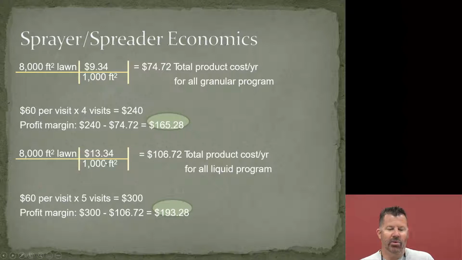Doing it with the spray program, 8,000 square foot lawn, it's $13.34 per 1,000 square feet. Gives you a $106.72 total product cost per year for an all liquid program. You're doing 60 per visit. You got the extra visit though, 5 visits, that's 300, but your profit margin is 300 minus the 106 of your product. So you're actually making more money doing the liquid program, but it's one more visit that you're having to make. And so you're only making $28 more.